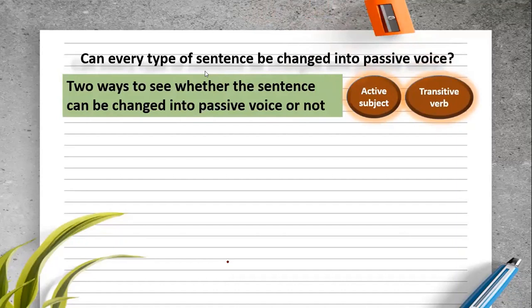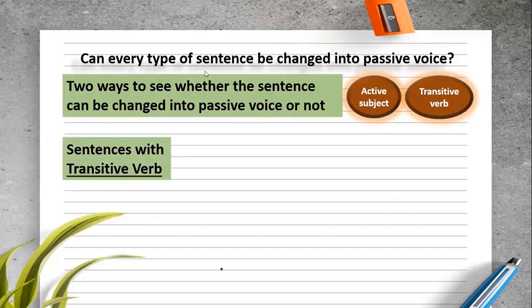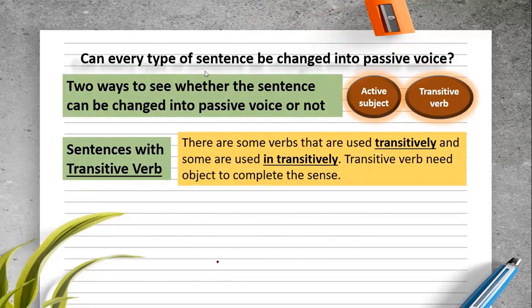Active subject we have already discussed. Now we need to learn what is a transitive verb, so that we can understand how we can change them. How can we identify the sentences that can be changed into passive voice? Sentences with a transitive verb. What are transitive verbs?